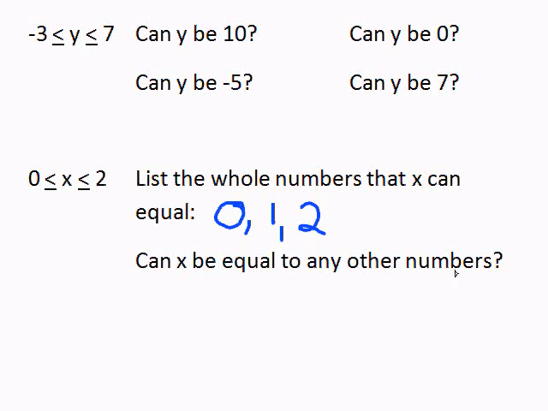Can x be any number other than these? The answer is yes, because since x has to be between 0 and 2, x can also be 1.5, 1.3, 0.1, 0.2. It includes all of the decimals between 0 and 2 as well.